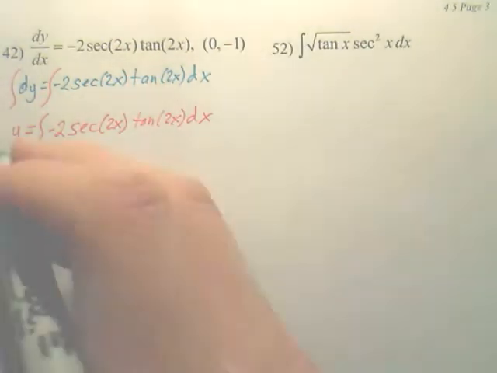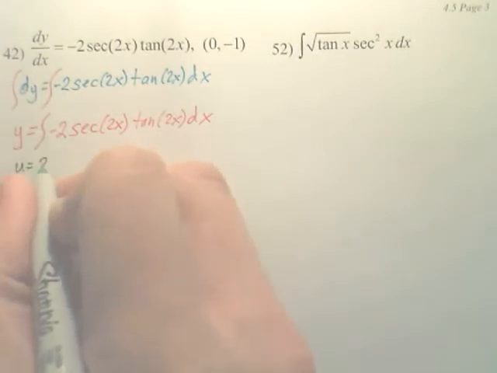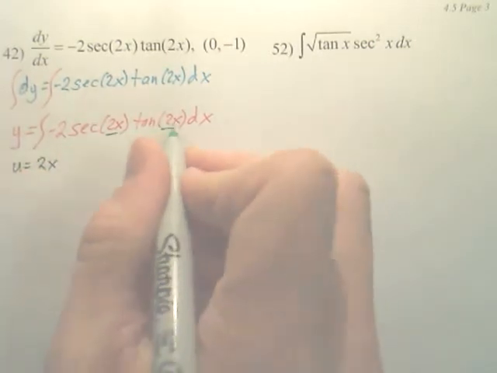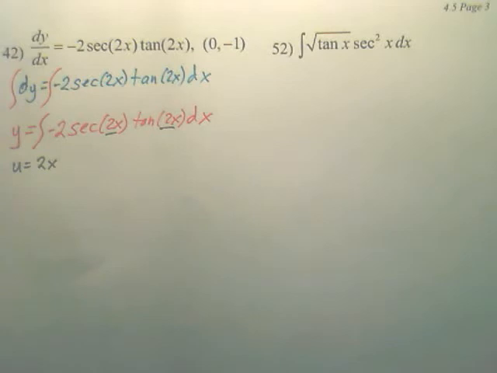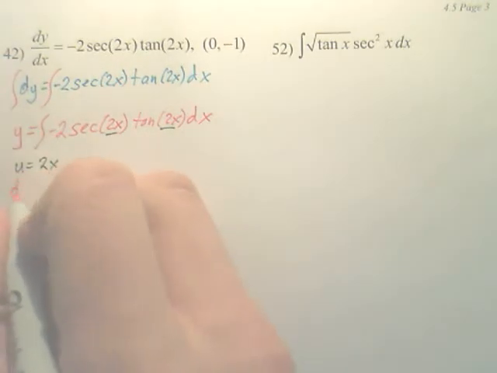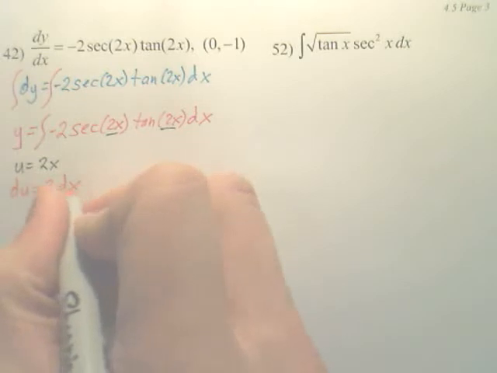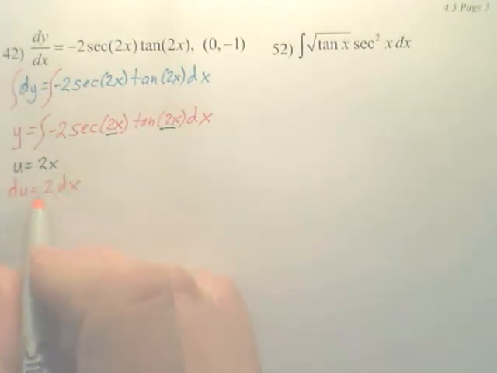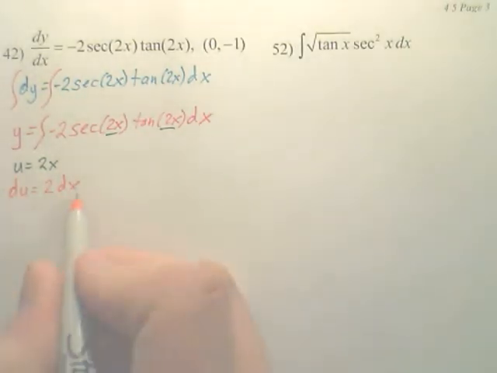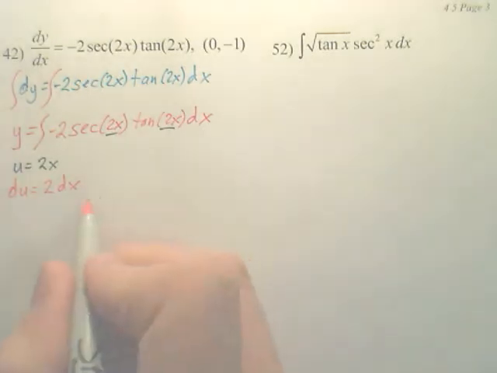Simply the way we do that is we make u the inside, 2x. So that's going to be u. Once we do that, we differentiate 2x, which is simply 2. And why is the dx right here? Because isn't du dx equals 2? And I move the dx over, make it a differential.